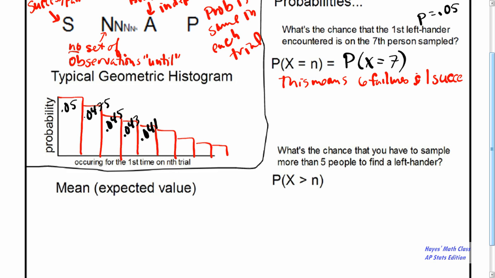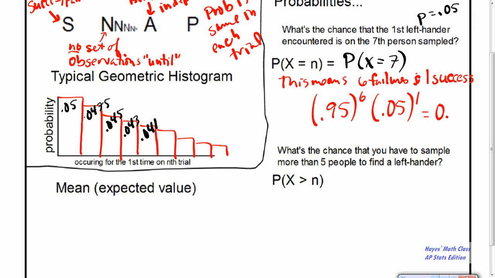Now again, this is going to tie back really nicely to what we did in probability. So how do we figure out 6 failures? Well, that's 0.95 raised to the 6th power. So 0.95 times 0.95 times 0.95 times 0.95 times 0.95 times 0.95 times the probability of success. So again, I probably could have asked you this back during the probability unit, and you guys could have figured it out. So we go through this, and I get 0.037.